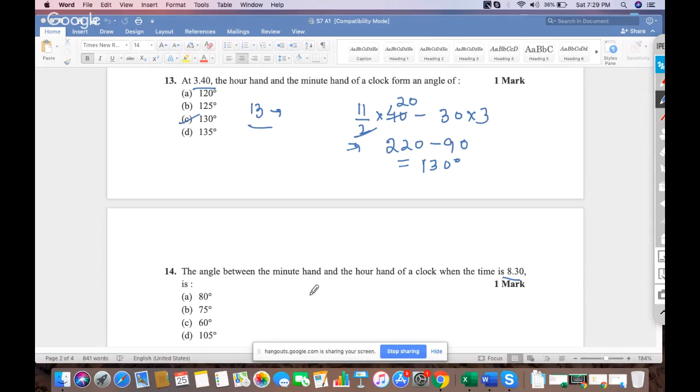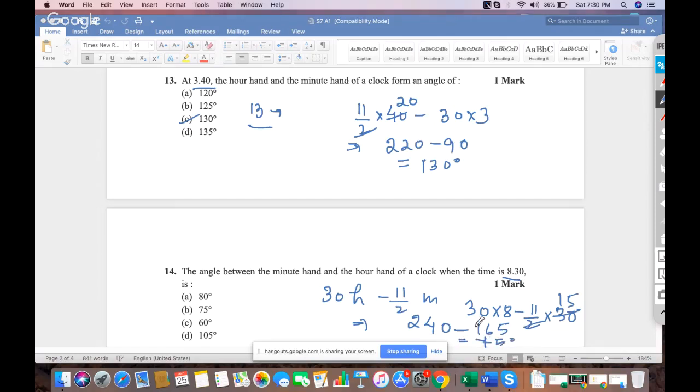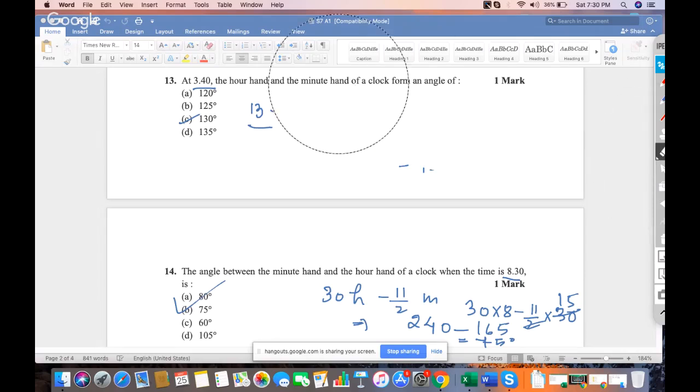830. So 30h minus 11 by 2m. So 30 into 8 minus 11 by 2 into 30. So this is nothing but 240 minus 165, which comes out to be 75 degrees. So this is the answer. So you all have got mostly right.